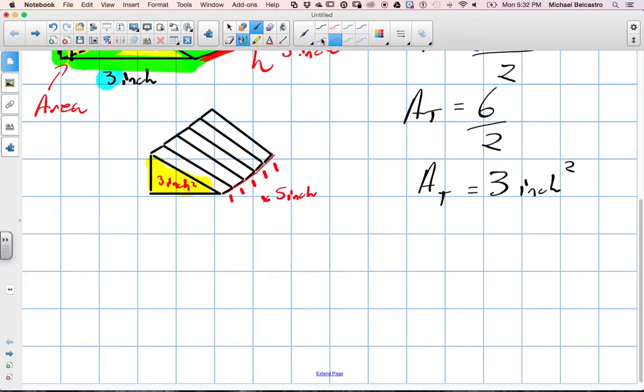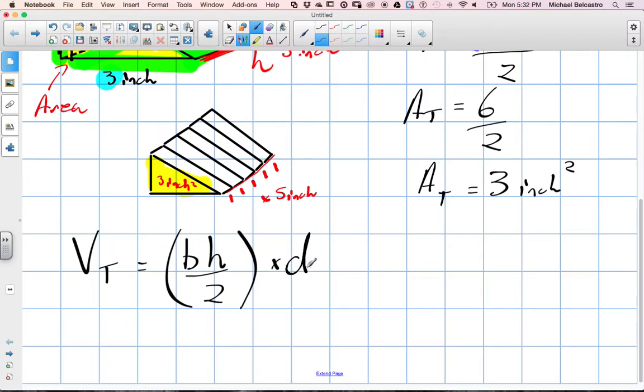So I'm going to give you a formula for volume of a triangle. Volume of a triangle is equal to the base times the height of the triangle divided by 2, and then that is times, we'll call it the depth. We'll use the letter D. Now, we've already figured out what the base times the height divided by 2 is. What did we discover it was? 3 inches. Yeah, so we can replace this part of the formula with the number 3.